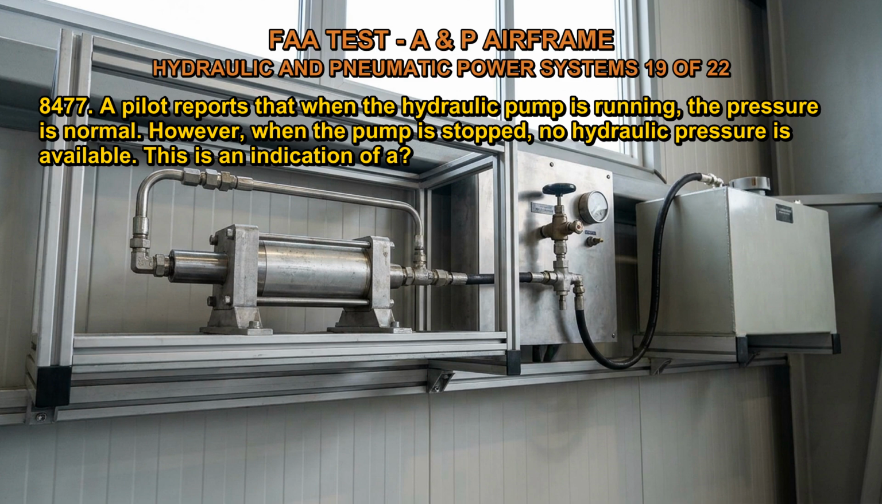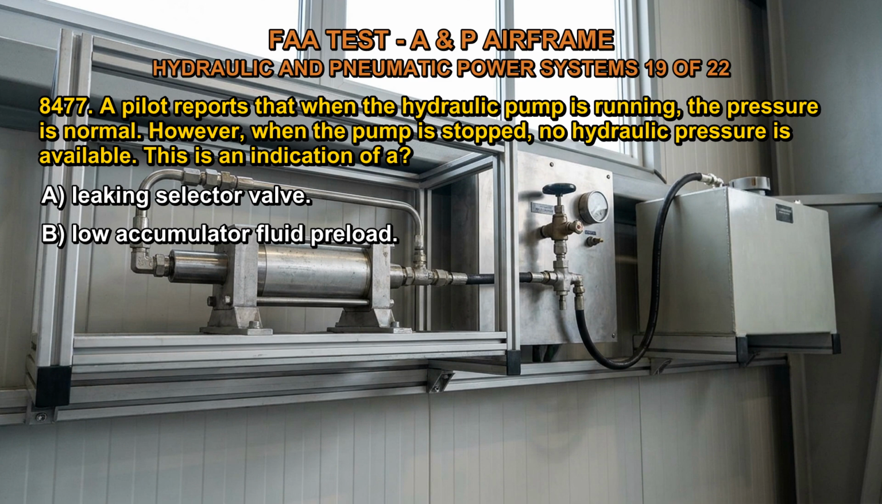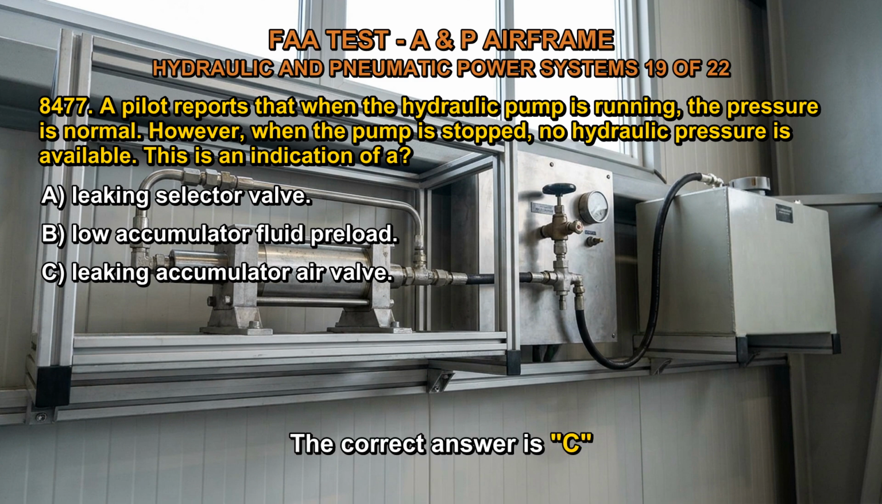8477. A pilot reports that when the hydraulic pump is running, the pressure is normal. However, when the pump is stopped, no hydraulic pressure is available. This is an indication of A. Leaking selector valve. B. Low accumulator fluid preload. C. Leaking accumulator air valve. The correct answer is C.